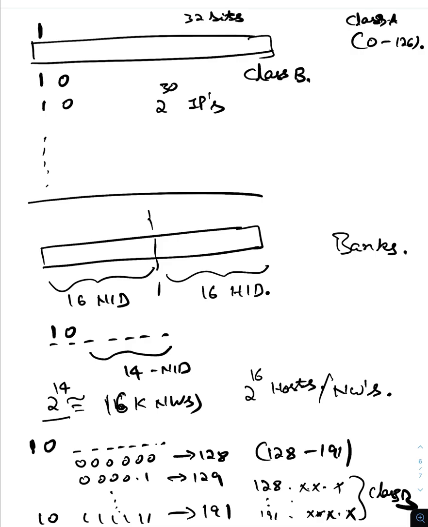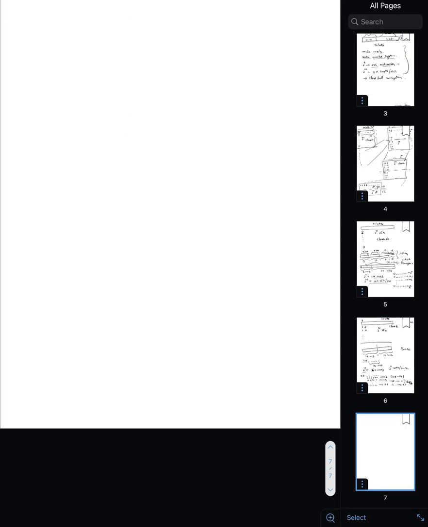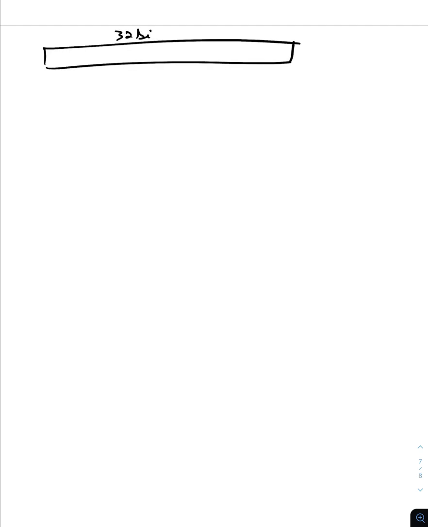And to continue, let's go and discuss class C. So for class C, again, you have your 32 bits. Here you already have 1 and 1 selected. So now you have 0. 191 comes from your class B, like 10 and 11. So 11 is already selected, and you have 0 here. So 110, and the available IP addresses remaining here are 2 power 29, which is class C.